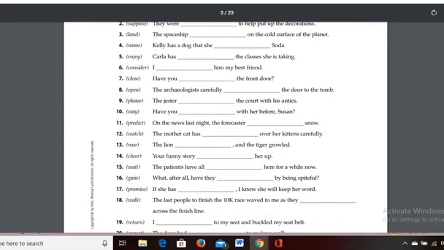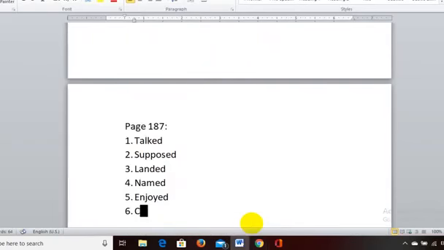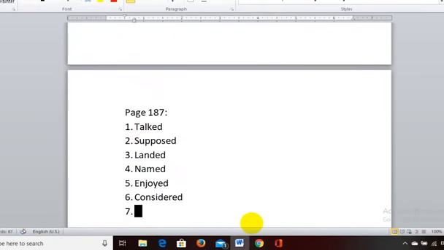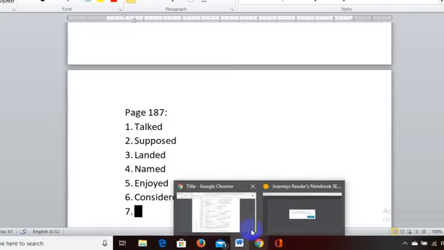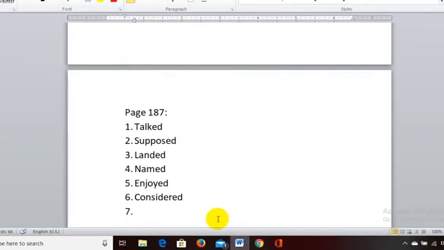Him my best friend. I considered him my best friend. Okay? I considered him my best friend. So we're going to say considered in the past tense. Number 7. We've got close. Have you, the front door, have you what? Closed. We're just going to add the D because we have the E already. Have you closed the front door?